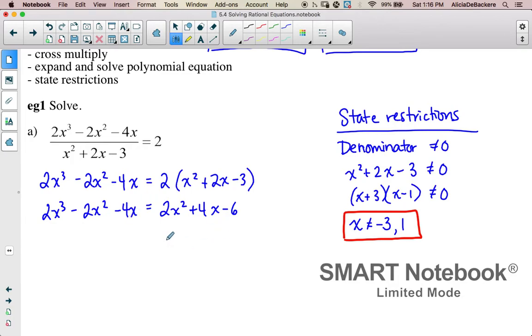And now I'm going to collect all my terms on one side. Because I have a polynomial, I have an exponent bigger than 1 on my x's, I need to get 0 on one side. So I had 2x cubed. I've got minus 2x squared, and I'm going to subtract another 2x squareds. And then I've got minus 4x. I'm going to subtract another 4x, so that's minus 8x. And then bringing the -6 over, that's plus 6. All right. And now what I notice is that there's a common factor of 2.